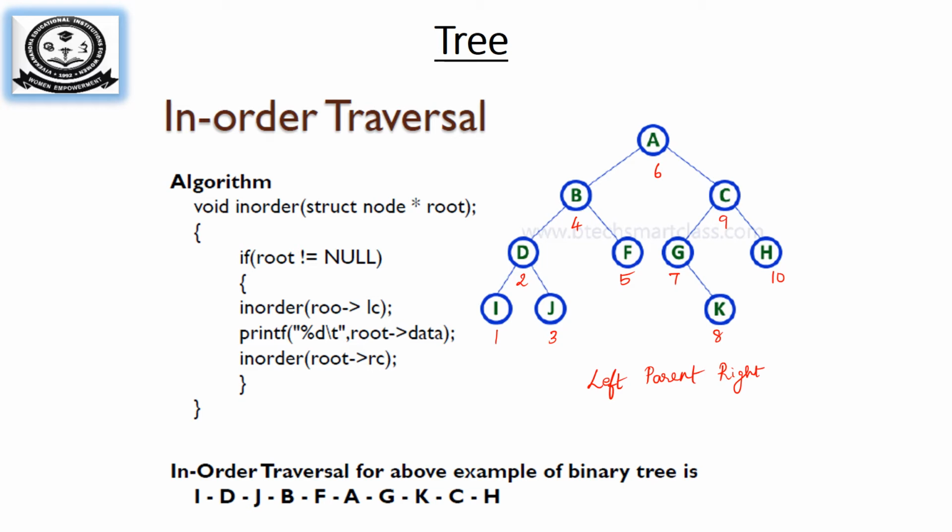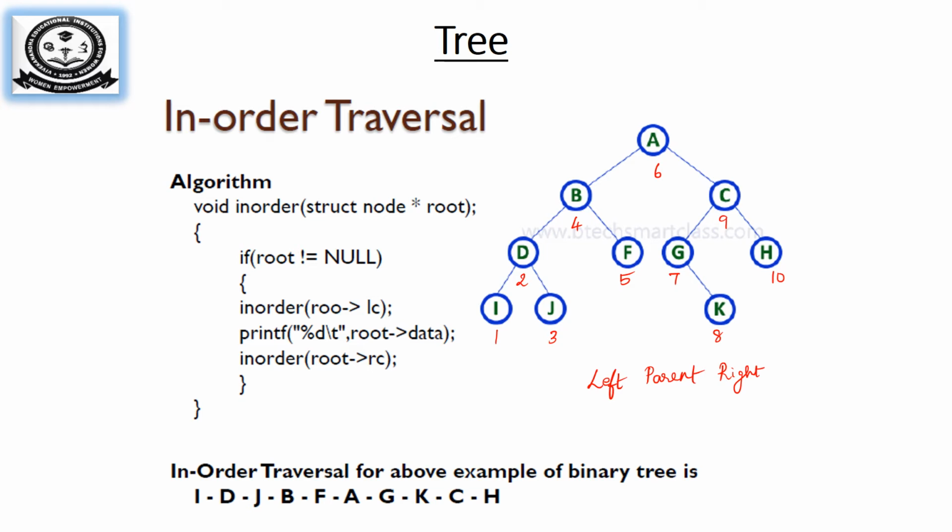Now the left subtree of A is completed, so A will be printed. So the in-order traversal will be I, D, J, B, F, A. Up to I, D, J, B, F are on the left side: I is left of D, J is right of D, D and the terms above are left of B, and F is right of B, and all these terms from I to F in the in-order traversal are left of A. So A is printed.